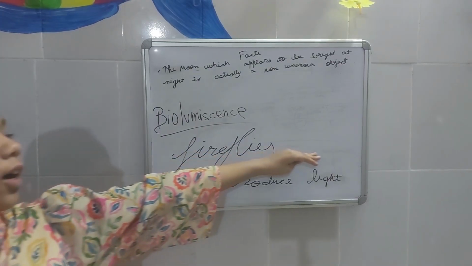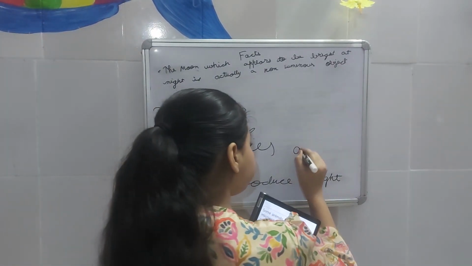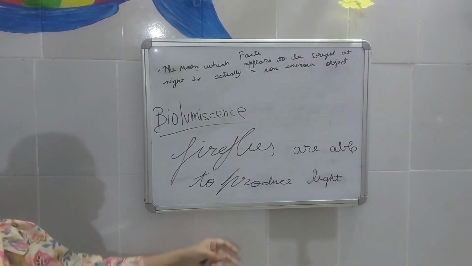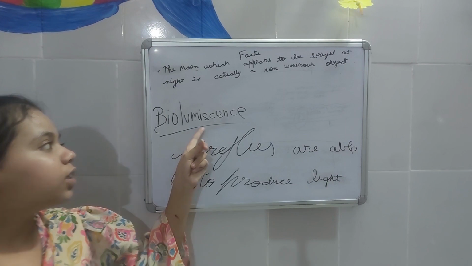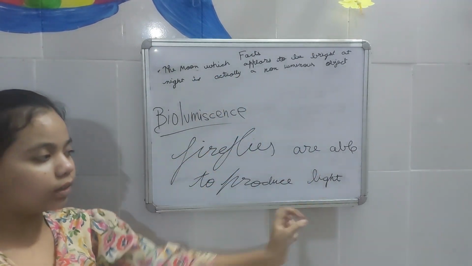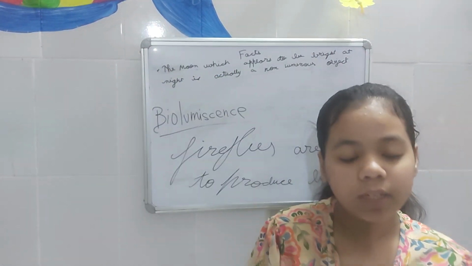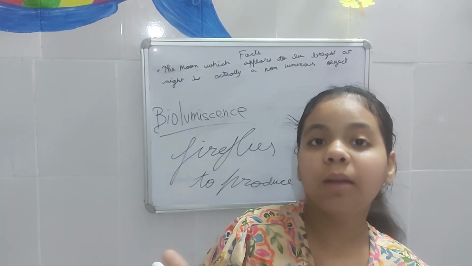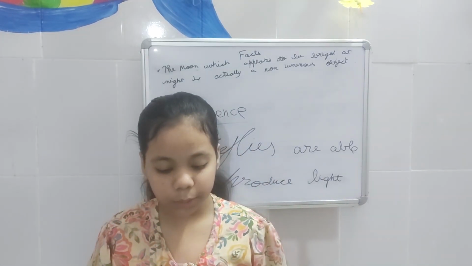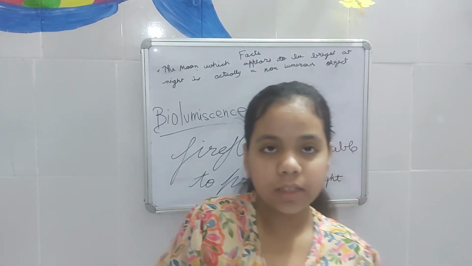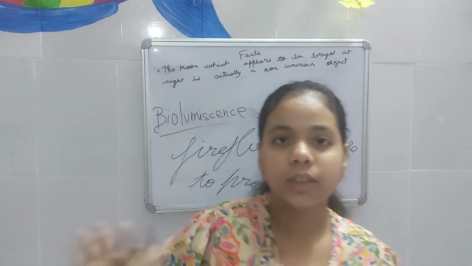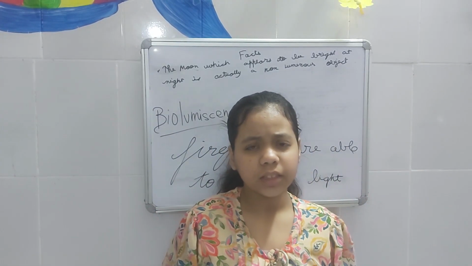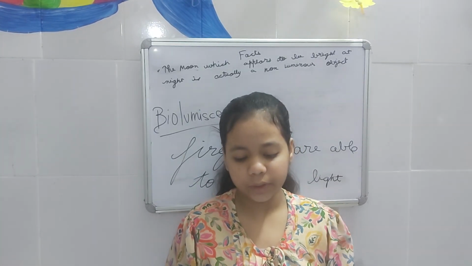So fireflies are able to produce light because of the chemical bioluminescence. This is a single point, or if you have to write the proper point, then I am dictating you. You can pause the video or you can just listen to me and write the full sentence that I'm speaking, right? So I'm reading it very slowly for you.